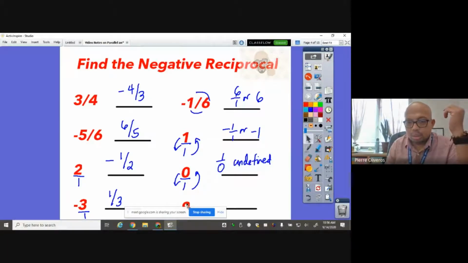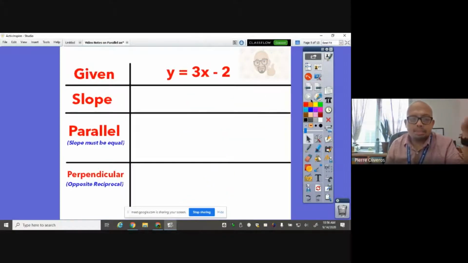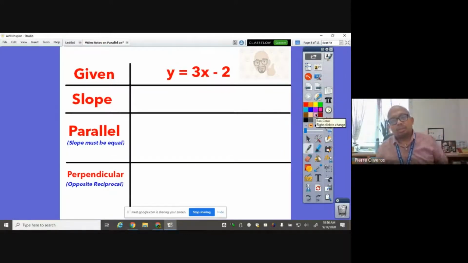And this one here is, what is this, 9. So if that's 9 there, there's an invisible 1 there, that's going to be negative 1 over 9. And that's how you find the negative reciprocal. And that's the best way to practice identifying the negative reciprocal, because it will be important later on when we find the perpendicular equation.